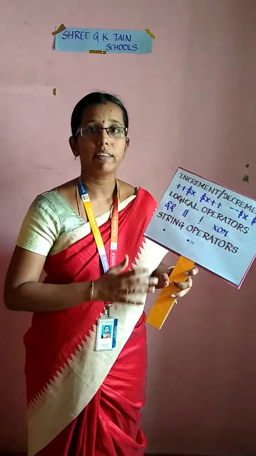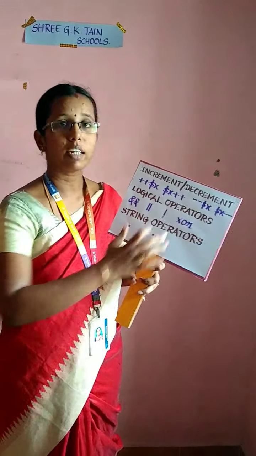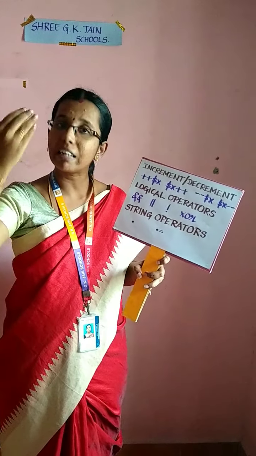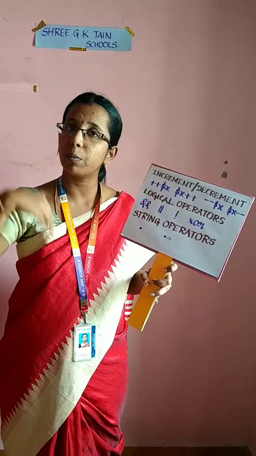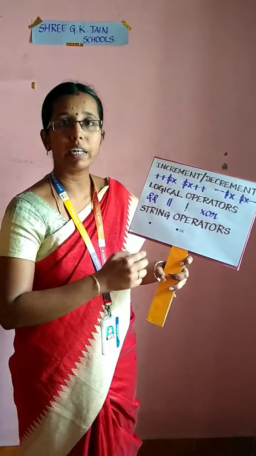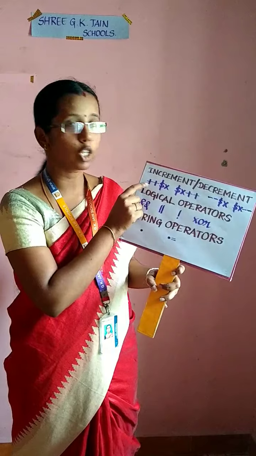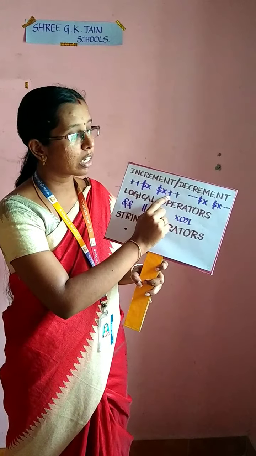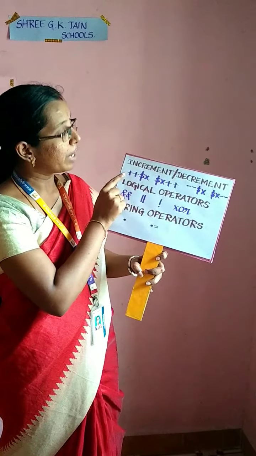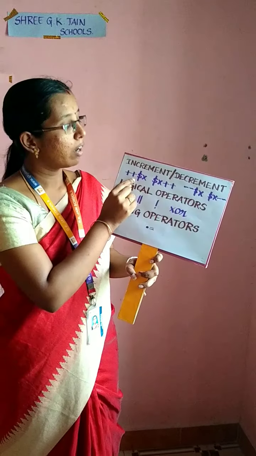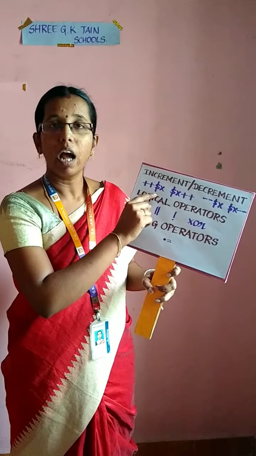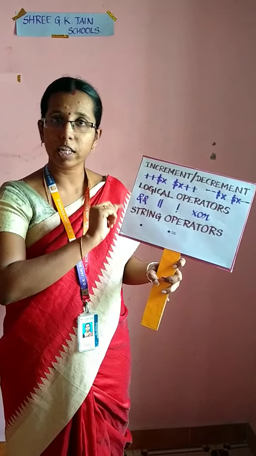The next operator is your increment and decrement operator. This is used to perform the task of increasing or decreasing your variable's value. And these are the four increment decrement operators. The first one is your pre-increment, post-increment, pre-decrement and post-decrement. Pre-increment in the sense, it will increment the $x value by 1 and then it returns the $x value.